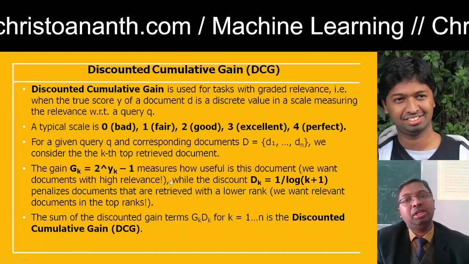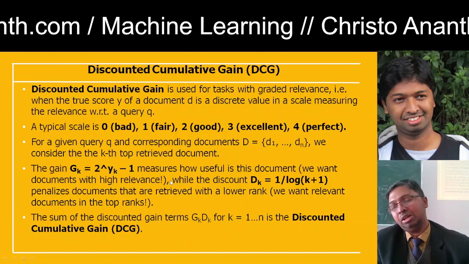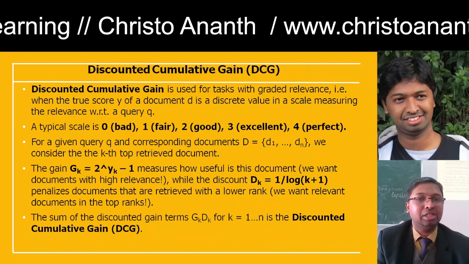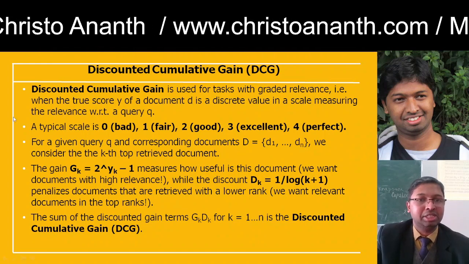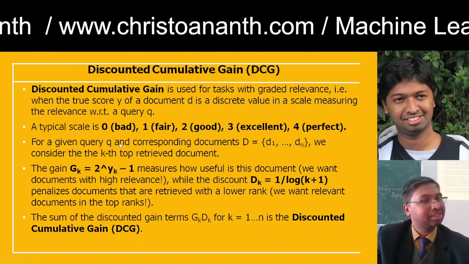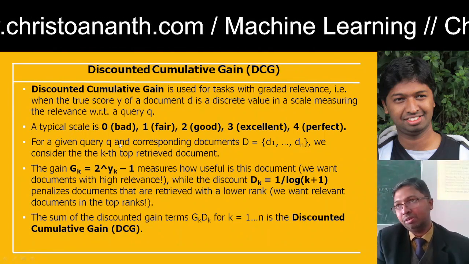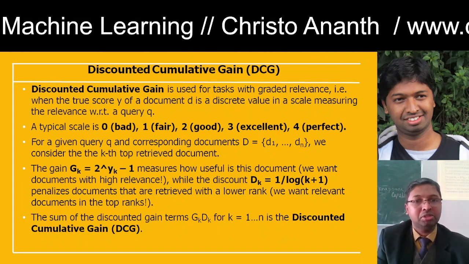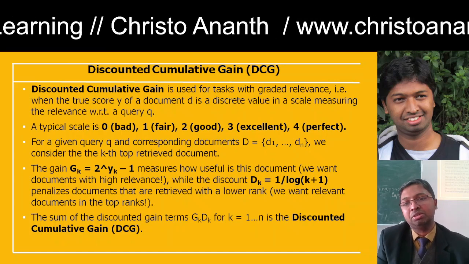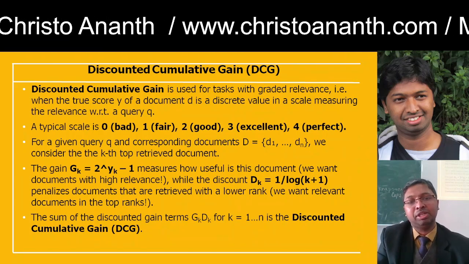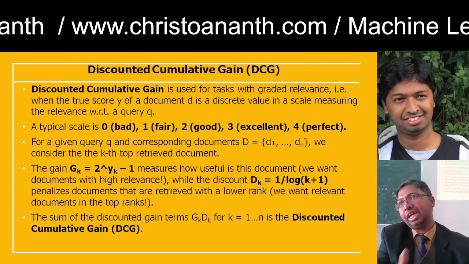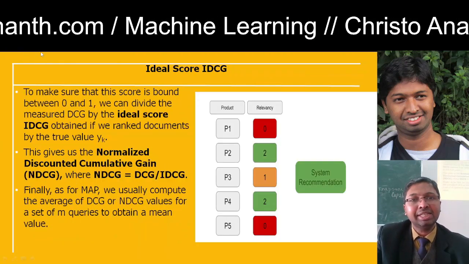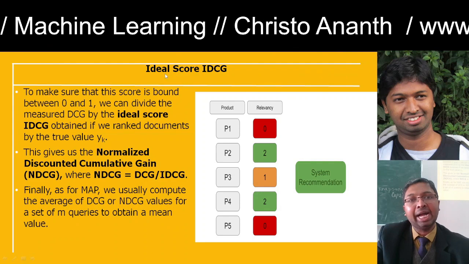For the given query q and the documents d, you'll have d1 to dn. We will be considering the kth top retrieved document. So gk is equal to 2 power yk minus 1, that is from the formula you will have. And the discount dk is equal to 1 by log of k plus 1. So the sum of the discounted gains gives you the discounted cumulative gain, that is DCG, for k from 1 to n. And this is the IDCG, the ideal score.